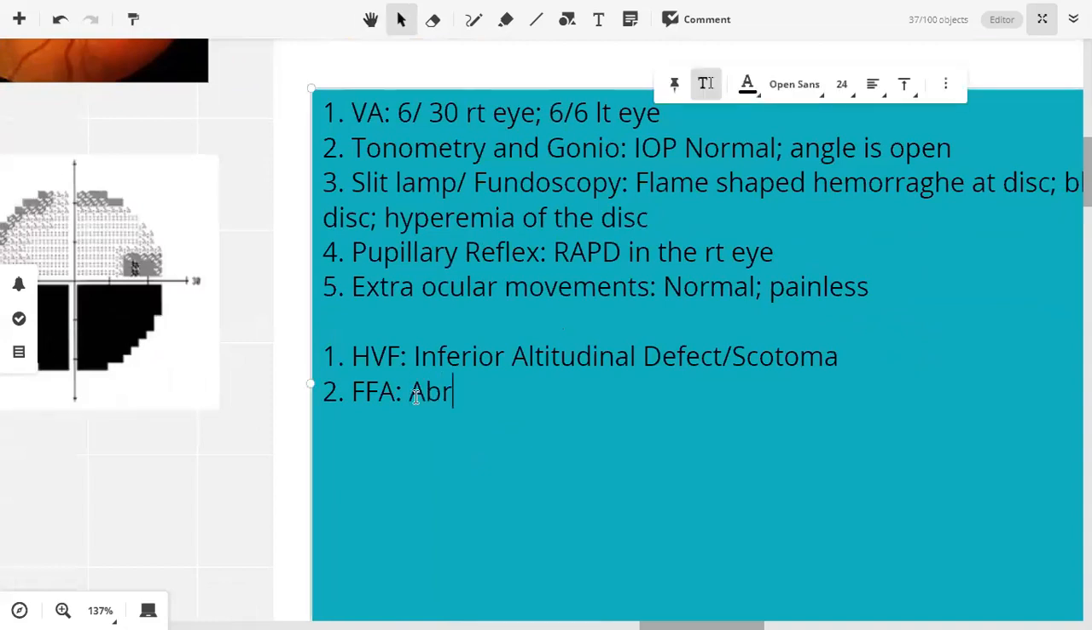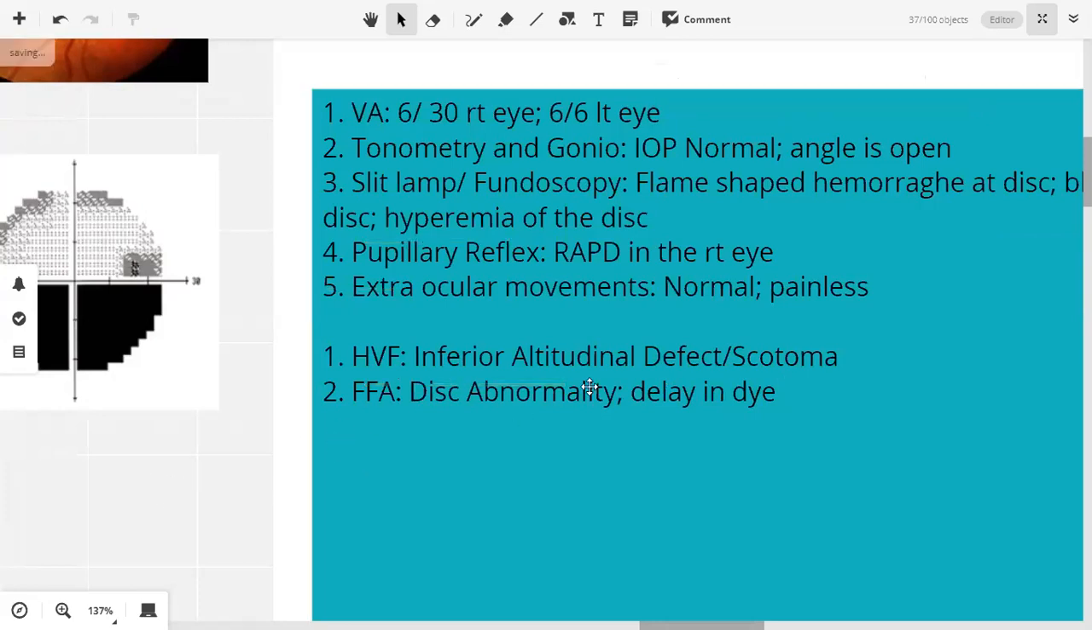Right? So the FFA is abnormal in this patient. It's abnormal at the disc. Disc abnormality in simple terms, I write it down. What is disc abnormality? You should know that FFA should be abnormal. The rest is above our level, it's not relevant to us, but there's a delay in the dye. We can see a delay in the dye reaching the disc, or reaching afterwards compared to the left eye. So this is what you find on fundus fluorescein angiography.